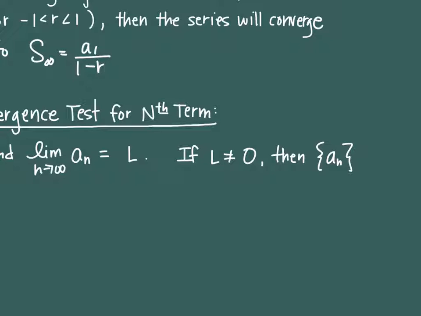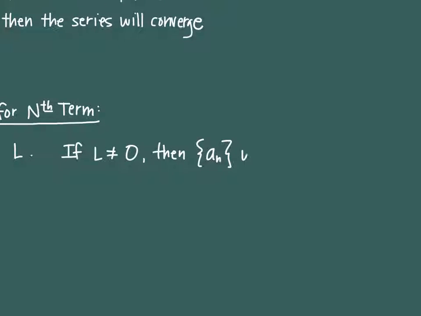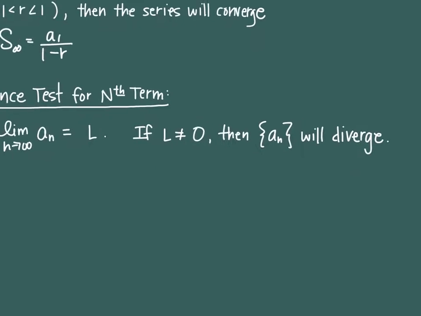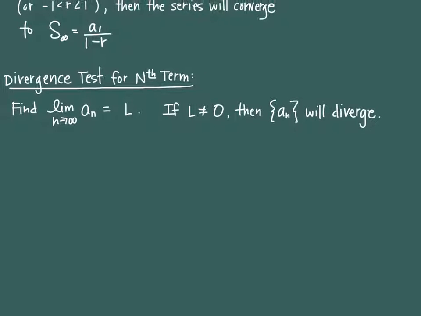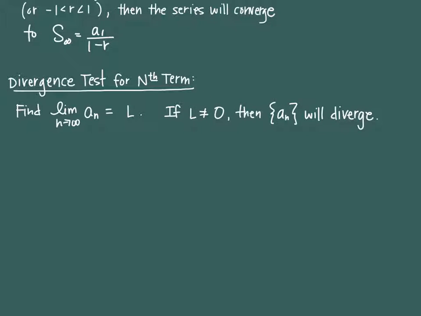So this is only a test for divergence. Logically, that should make sense. If you are adding on numbers that aren't 0, then this is not going to converge to anything. It's just going to keep growing and changing and diverging because you're not adding something that's 0. So if the limit of the last term is not 0, it's going to diverge.